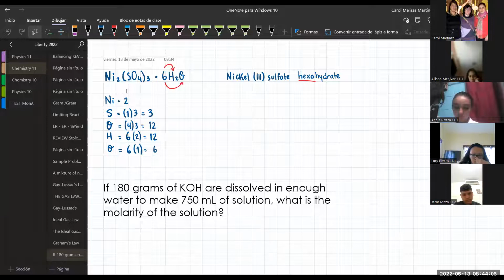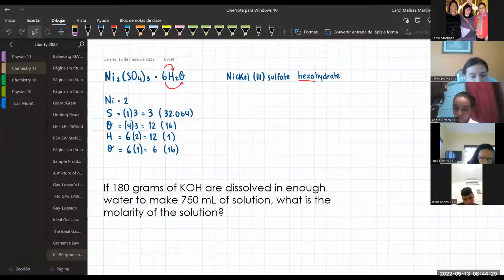Okay. I don't remember the one of nickel, but for sulfur is 32.064. For oxygen is 16 rounded because I'm lazy. For hydrogen is 1. For oxygen again is 16. And let me search for nickel. 58.70.